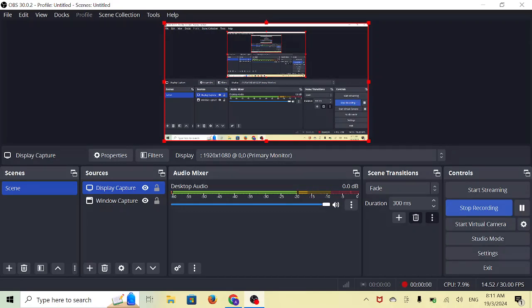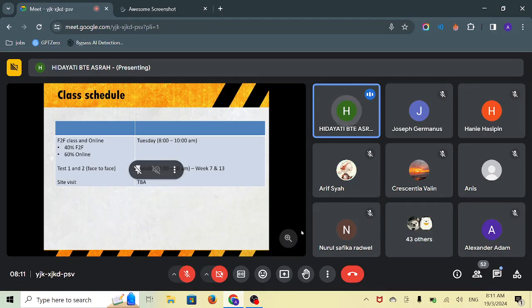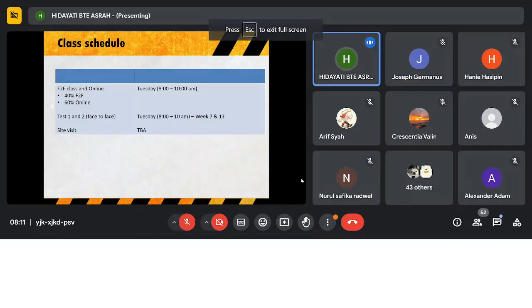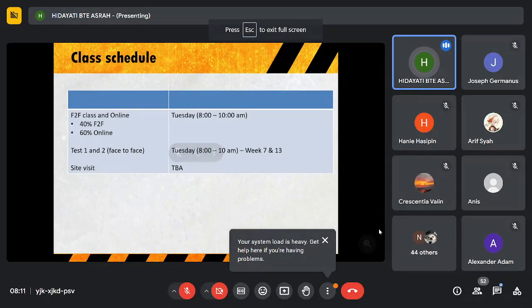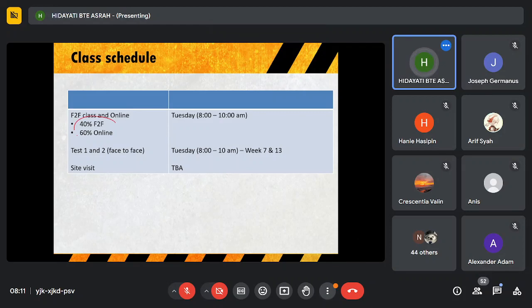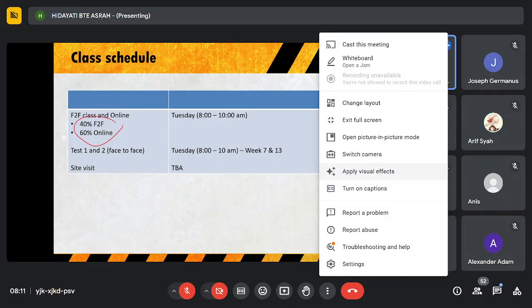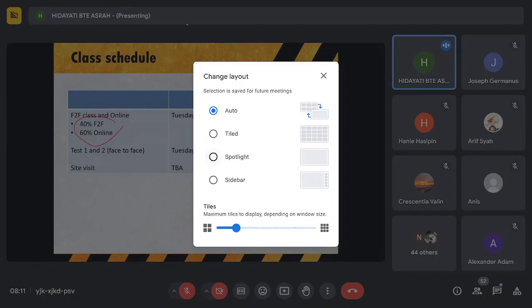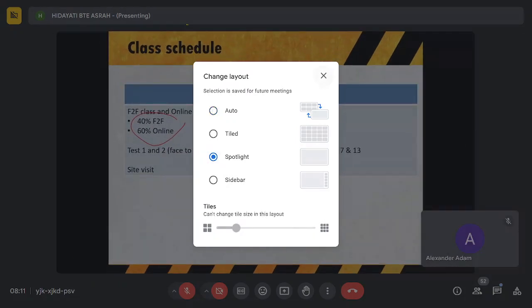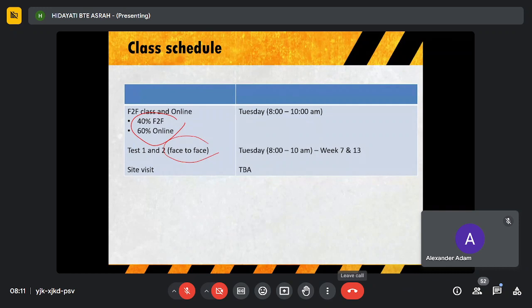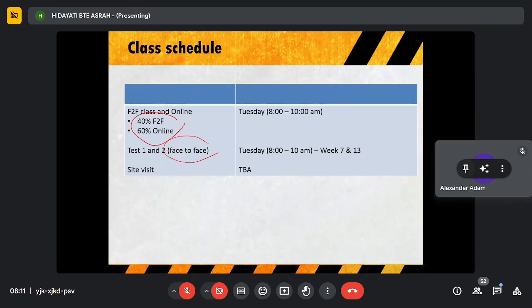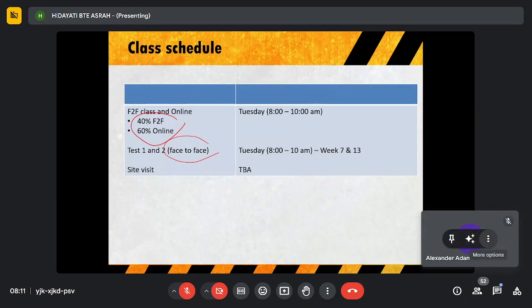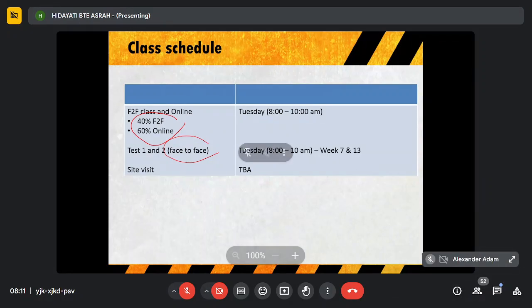Hybrid, meaning that combination of physical, face-to-face, and also online. So test 1 and 2 will be conducted physically. This one is compulsory. We need to conduct the test physically, face to face, in week 7 and week 13, during our class on Tuesday. Week 7 and week 13.